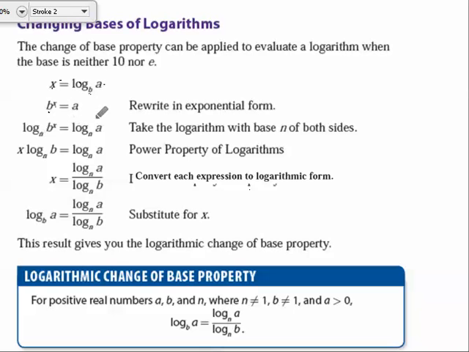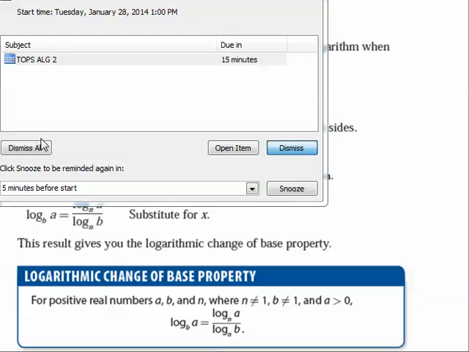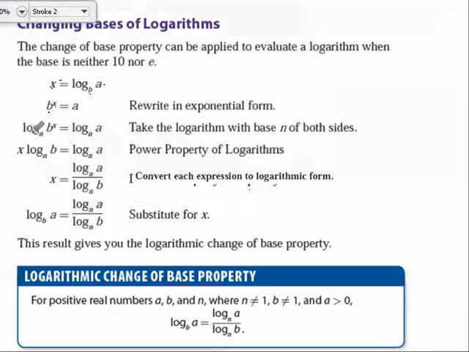Now, if I take the log of whatever base I'm wanting to convert to on both sides, it says log n of b to the x power equals log n of a. I know b to the x power, I can say x times log n of b. I can divide by this. x is equal to log n of a divided by log n of b. And that's what x is.